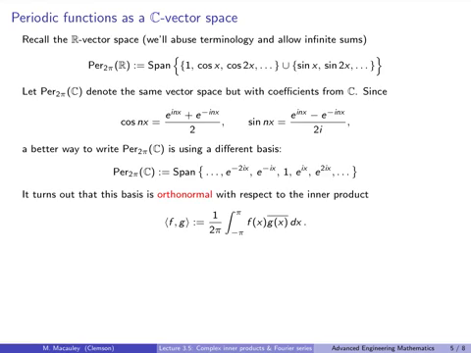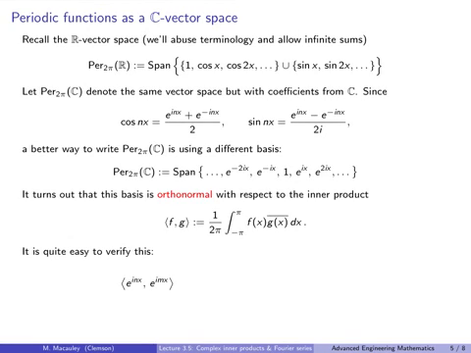Here's a remarkable thing. It turns out that this basis is orthonormal with respect to the following complex inner product. So f dot g is defined as 1 over 2 pi times the integral from negative pi to pi of f of x times g of x bar dx. Now, it's quite easy to verify this.